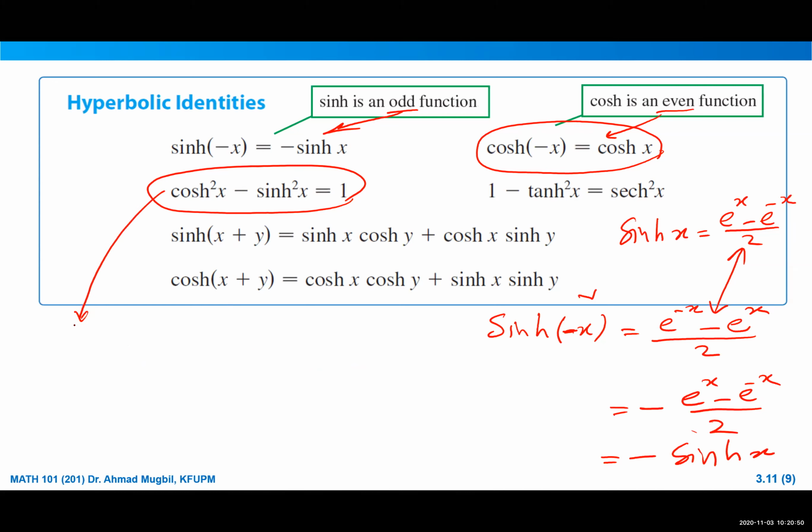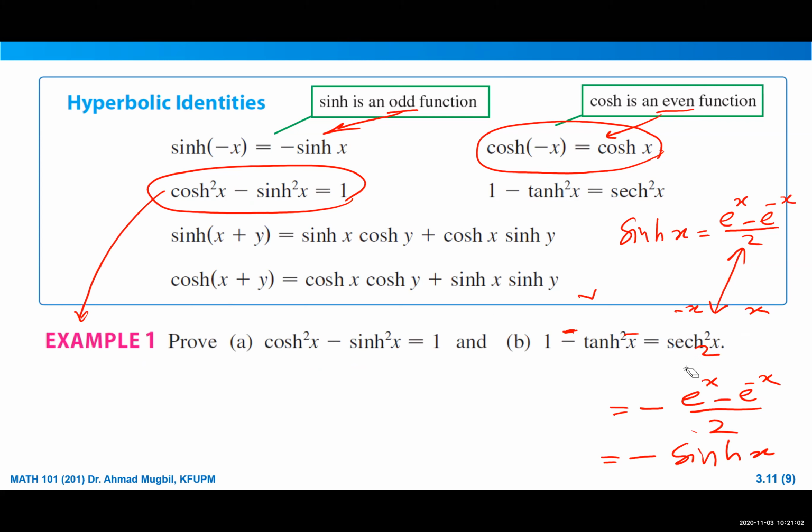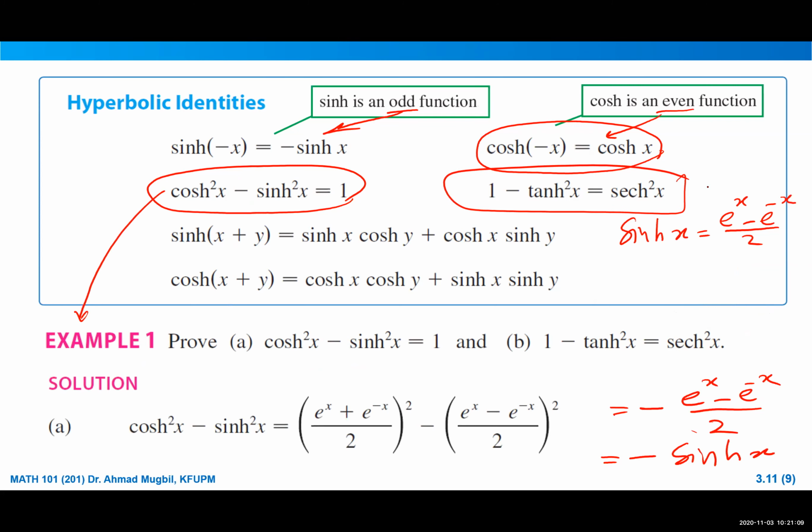How to prove it, Shabab? Any idea? What's the value of them? The definition, you mean? Yes. So what is cosine and what is sine? In this example, we will prove two identities. We will prove this one and this one. So let's start with the first one.